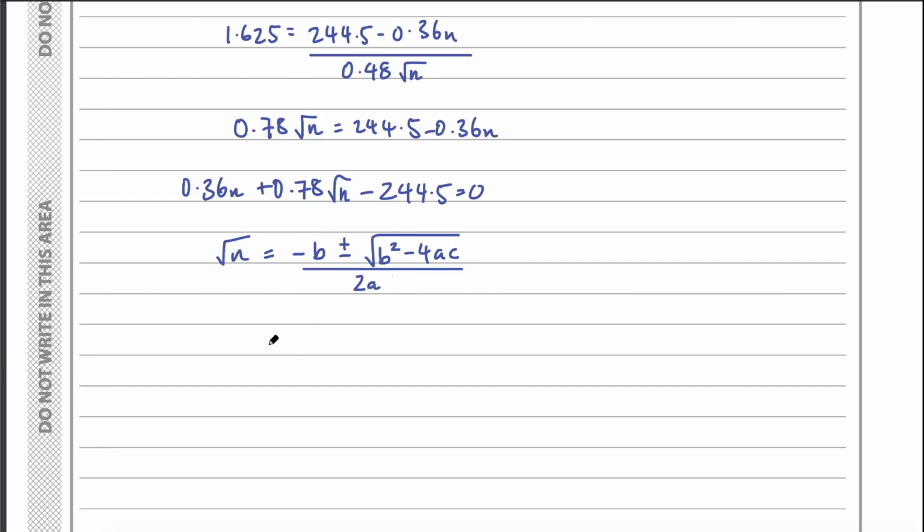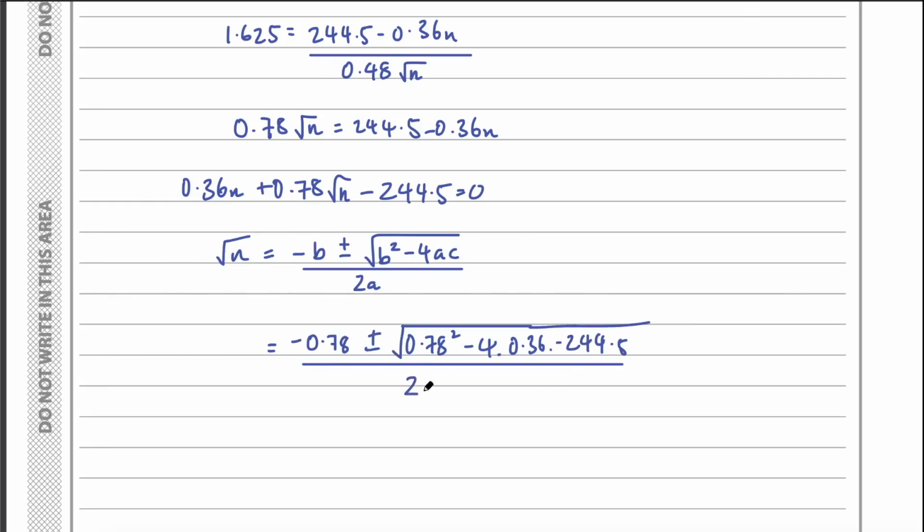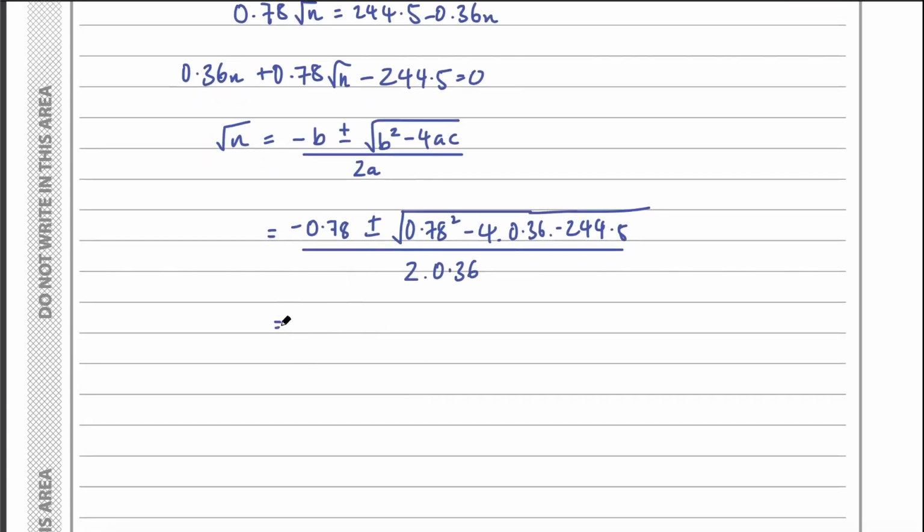And then we need to go ahead and input those variables. So b is the coefficient of the middle term, that's negative 0.78, plus or minus the square root of 0.78 squared, take 4 times a, which is 0.36, times c, which is negative 244.5. Okay, and this is all over 2 times a, which is 0.36. Fairly messy, but hopefully it simplifies.